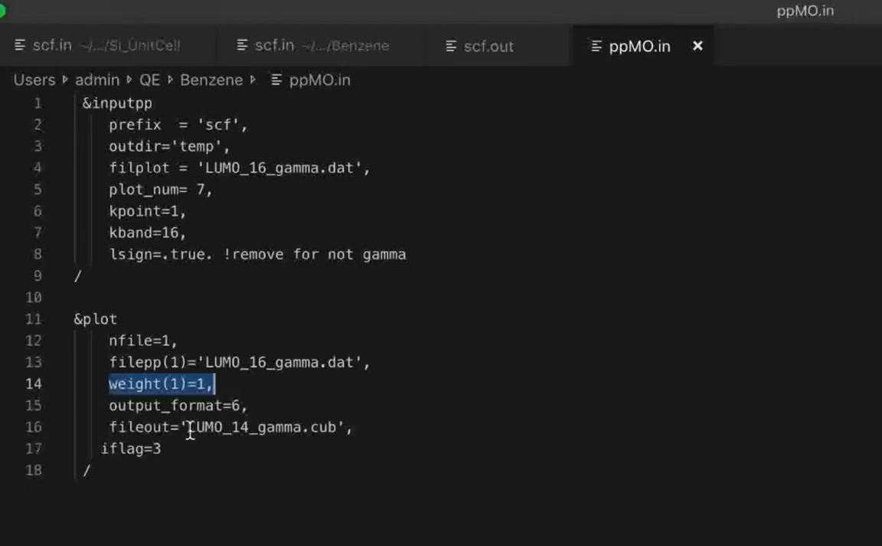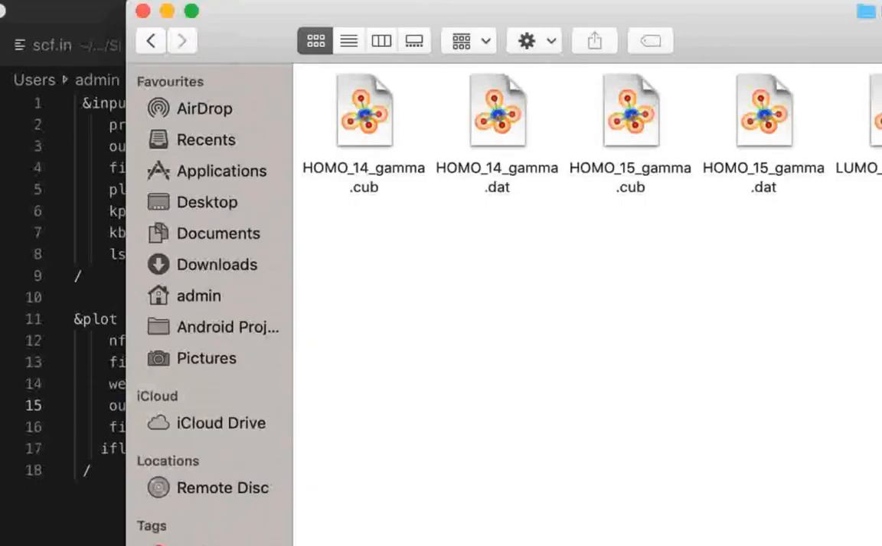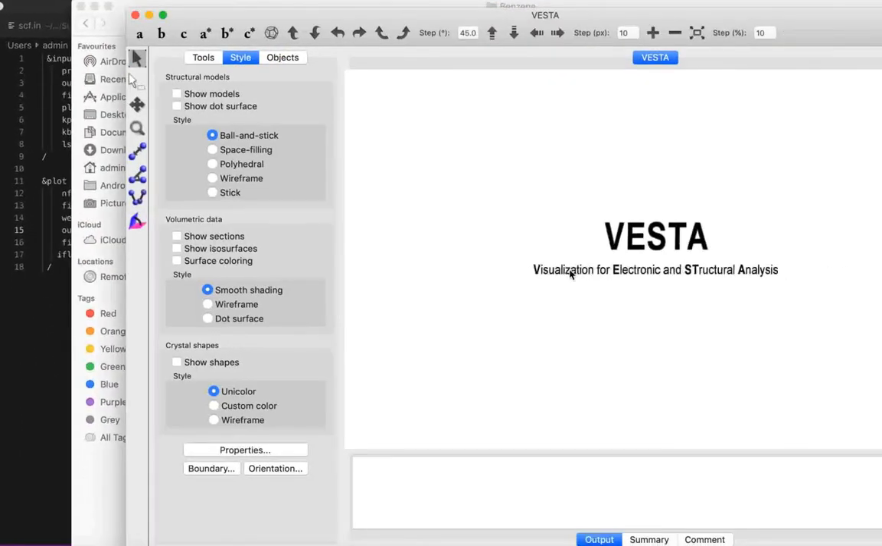And then output_format equal to 6 means that we will get a molecular orbital in a .cube format, which is a pretty popular format for molecular orbitals. Even Gaussian uses it, and it is maybe even called the Gaussian cube format. It can also be easily read by VESTA. If you have watched my VESTA tutorials, you'll know that VESTA is a really good software.